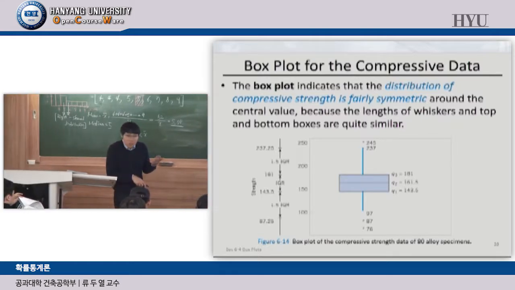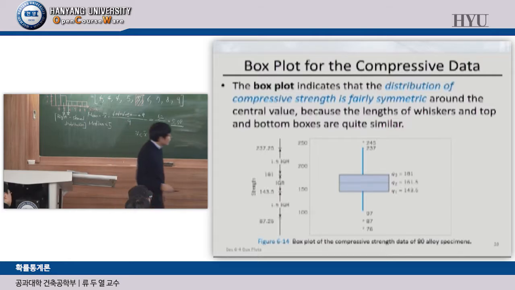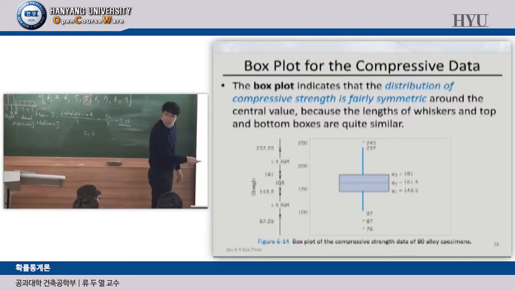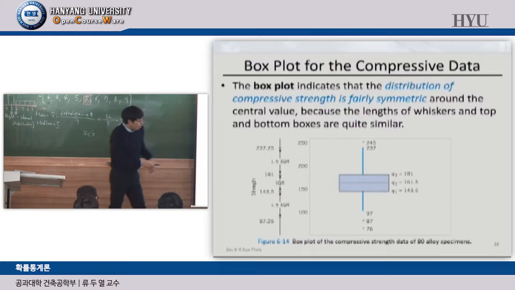And the reason why we normally provide this diagram can be explained in this sentence. The box plot indicates the distribution of the compressive strength is fairly symmetric around the center line because the length of the whiskers and the top and bottom boxes are quite similar. In other words, this is the median value, and the width of the top and bottom boxes are quite similar.